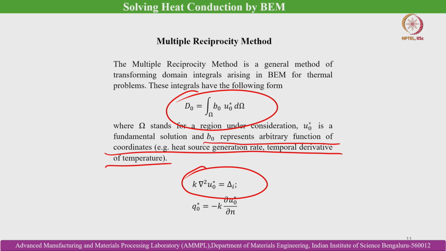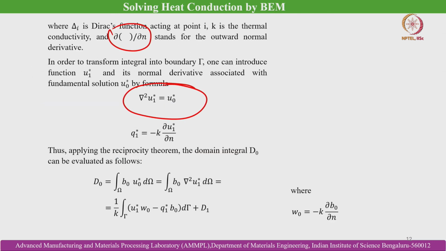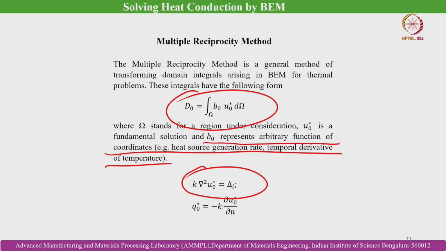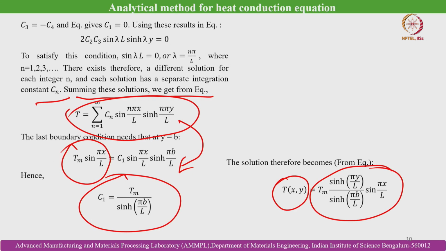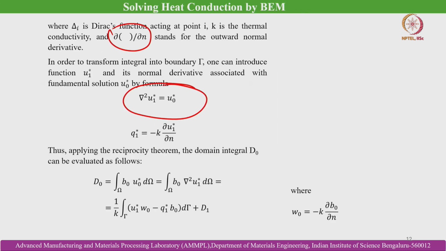Now we have also defined that u0 asterisk is equal to del square u1 asterisk. So if we put the value of u0 asterisk, the domain integral D0 takes the following form: the integral over omega of b0, in place of u0 asterisk we put del square u1 asterisk, d omega. Now we can solve this by integration by parts.